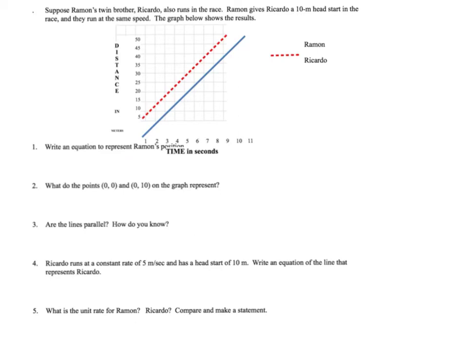And we're going to write an equation to represent Raymond's position. And remember, we're going to use y equals kx, where k is going to be our unit rate. So when Raymond has gone 1 second, what is his distance in meters going to be? If we look on our graph, it's going to be 5. So it's going to be y equals 5k. If we look at number 2, what do the points (0, 0) and (0, 10) on the graph represent? That's going to represent where they were before they had started running.